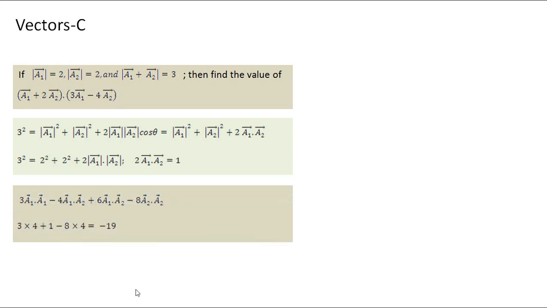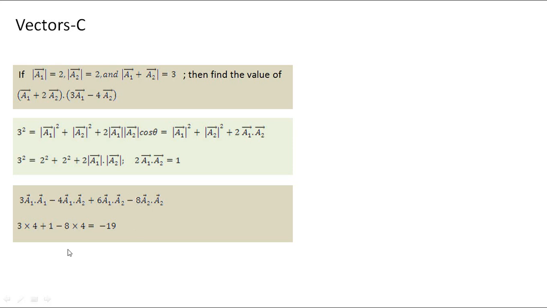This term, first I simply expand, because I know the dot product follows the distributive law. So I can open the bracket in a normal way, keeping the dot product sign in place. First I multiply this by this. What is this equal to? 3 into A1 bar dot A1 bar. In this multiplication, we have to make sure the dot sign is maintained. Minus 4 A1 dot A2. Plus 6 into A1 dot A2, minus 8 A2 dot A2.